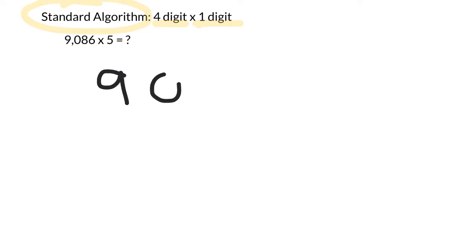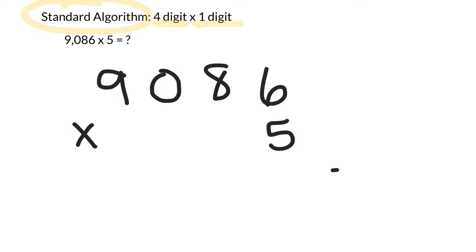I'm going to write nice and big. Times 5. Now all I'm going to do in the standard algorithm is I'm going to take each of the digits in 9086 and multiply each of them in turn by 5. And I will start in the ones place. 6 times 5, 8 times 5, 0 times 5, and 9 times 5, carrying as I go. I'll use a different color for each place value.